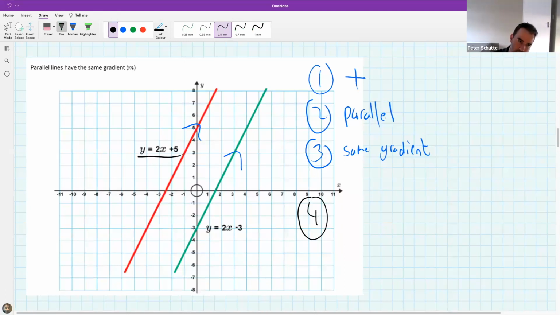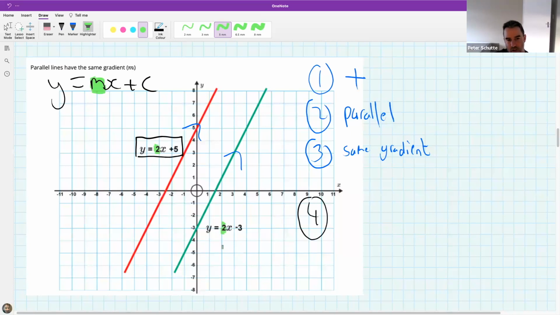Well, if we look at the formula, there's a formula here, and we know that the m in y equals mx plus c is the gradient. And so we can see here the gradient is 2. And if we go back to, I think, our second lesson, we can even see this on the graph. If I go across by 1 and up by 2, we can see that on both these graphs, they have this across by 1, up by 2 thing going on. So not only is the gradient 2 in the formulas, we can also see it visually.